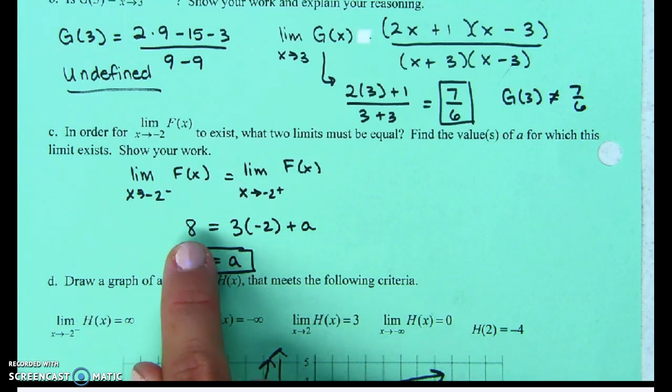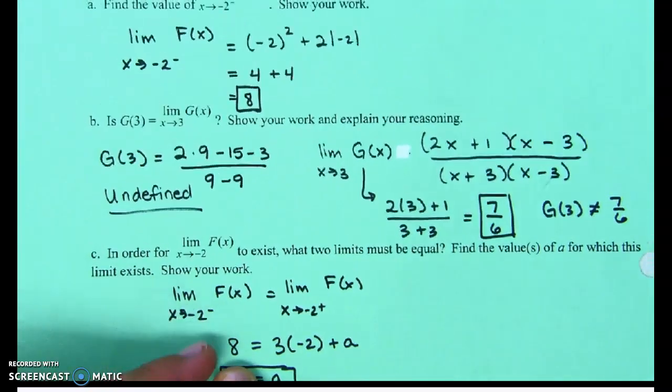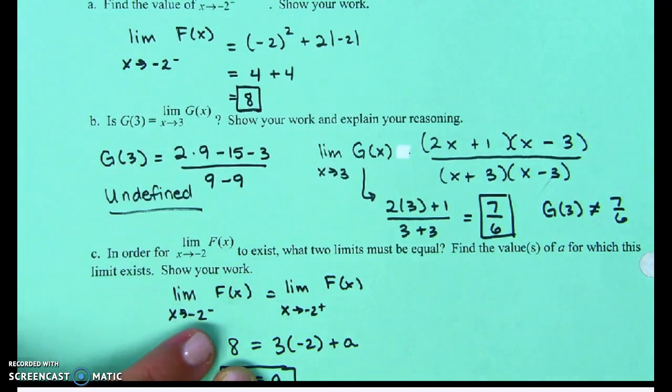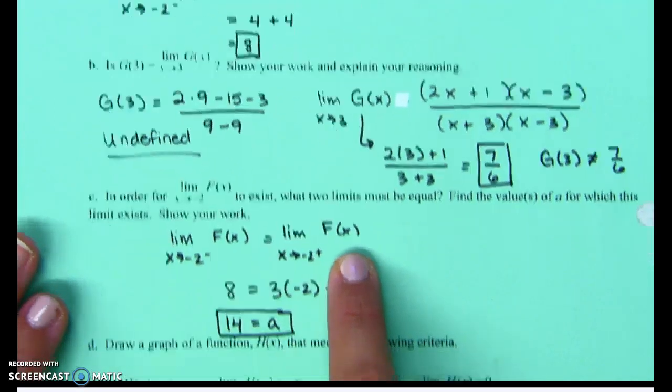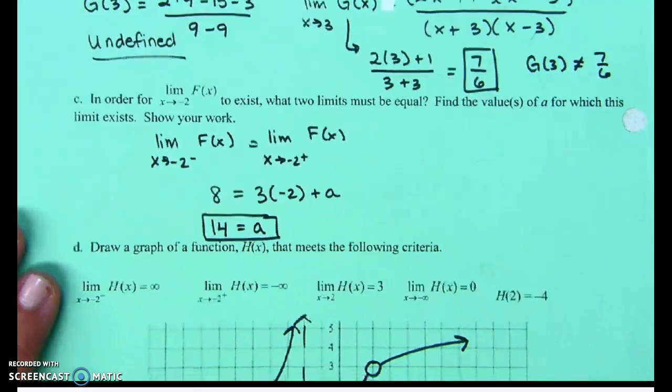So where did I get this number 8 from? Okay, remember FRQs are connected. So the limit as x approaches negative 2 from the left of f actually came from here. So see how I just wrote 8? Okay. And then the limit as you approach negative 2 from the right was 3x plus a. I just plugged in negative 2.